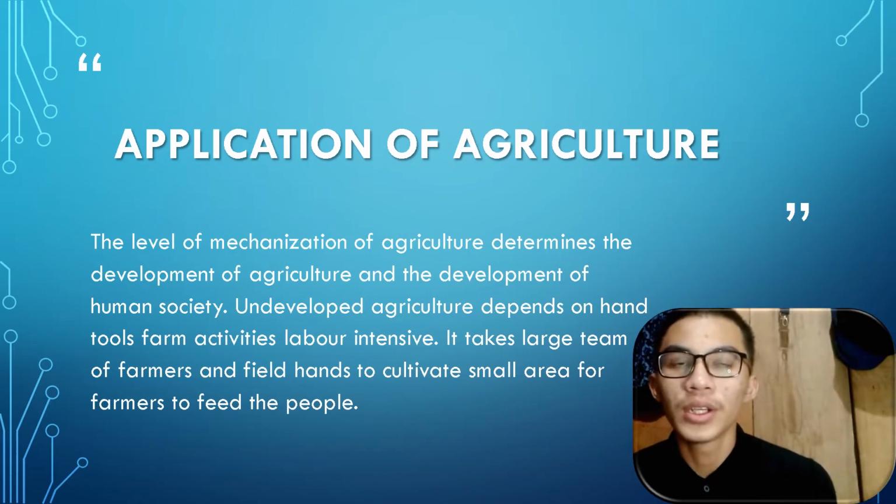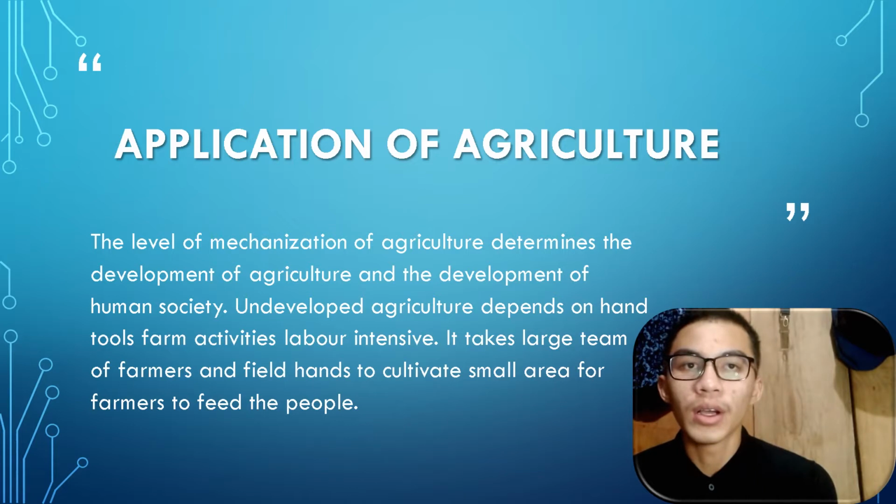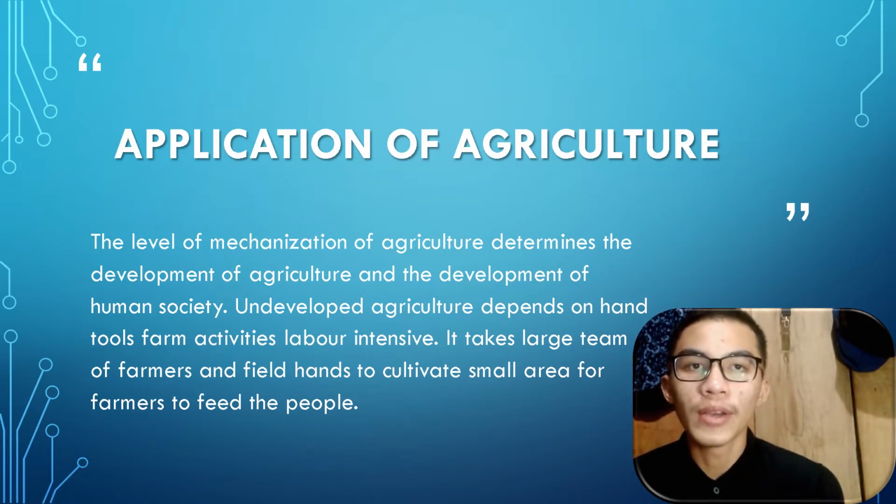Application of agriculture. The level of mechanization of agriculture determines the development of agriculture and the development of human society. Undeveloped agriculture depends on hand tools, farm activity, and intensive labor. It takes a team of farmers and field hands to cultivate a small area of farm to feed the people.